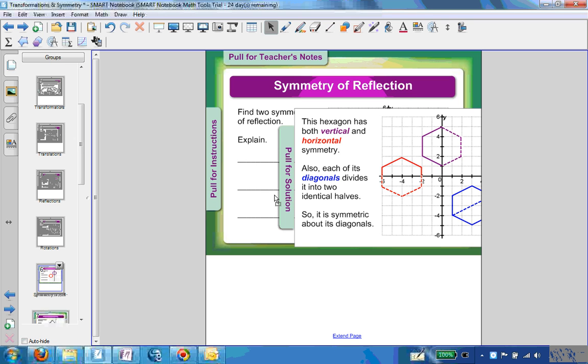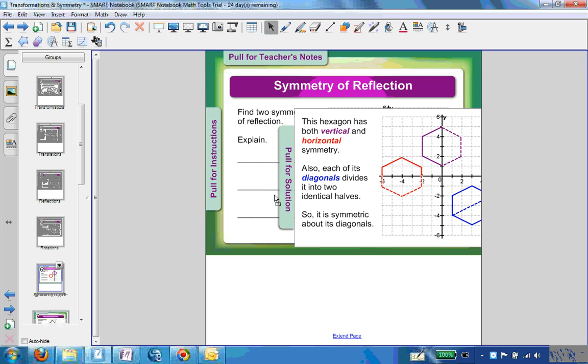The hexagon has both vertical and horizontal symmetry, as you can see here. Also, each of its diagonals divides it into two identical halves, so it is symmetric about its diagonals. And here's a picture where you can see the diagonals without it being on either one of the axes.